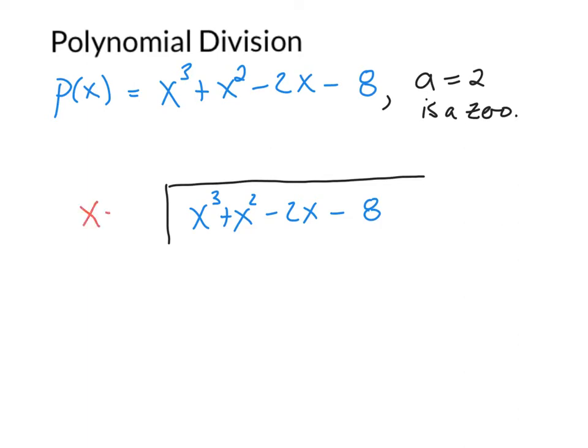So this is the thing that I want to factor out. Since 2 was a 0, I know that x minus 2 is a factor. Okay. And so what we're going to do is go through the process of division.